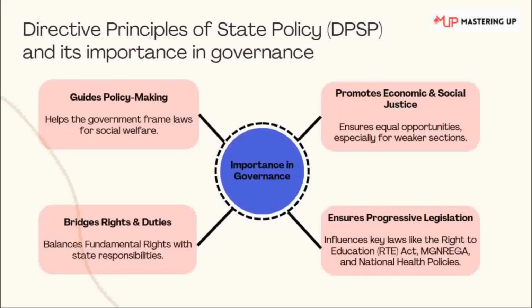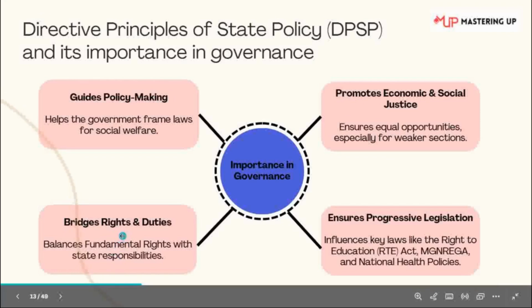The importance of directive principles of state policy is based on the below 4 points. Directive principles of state policy guide policy making. Simply from the definition of DPSPs, these help the government frame laws for social welfare, and promote economic and social justice by ensuring equal opportunities, especially for weaker sections, as underlined by the socialistic principles.